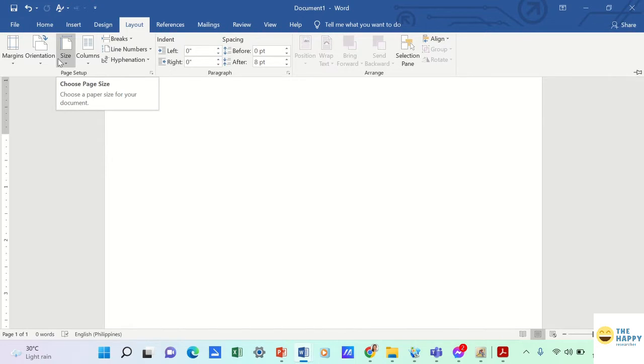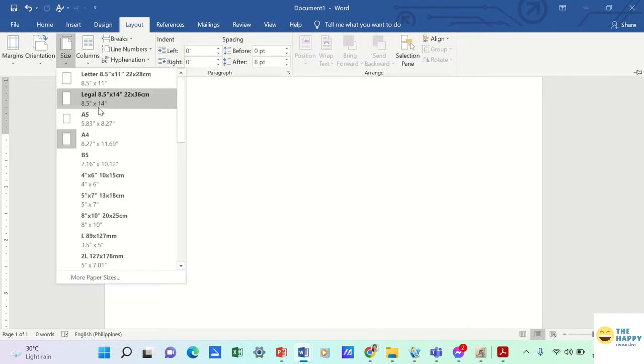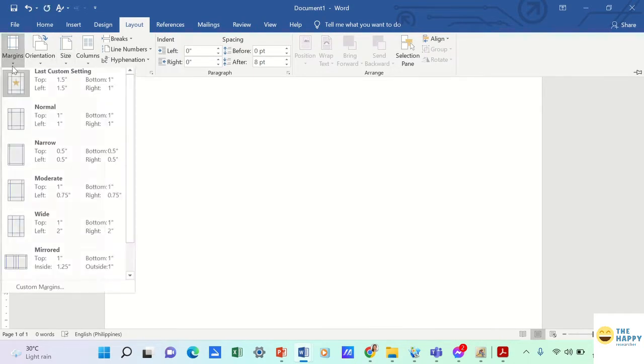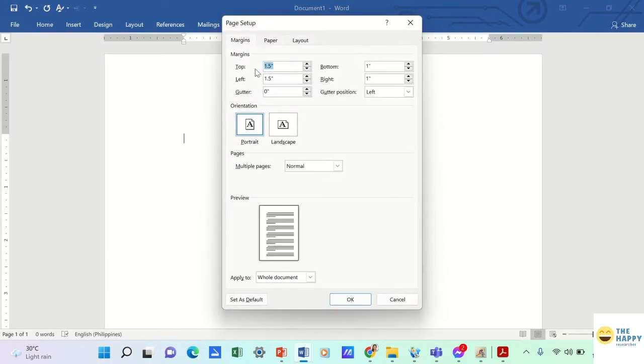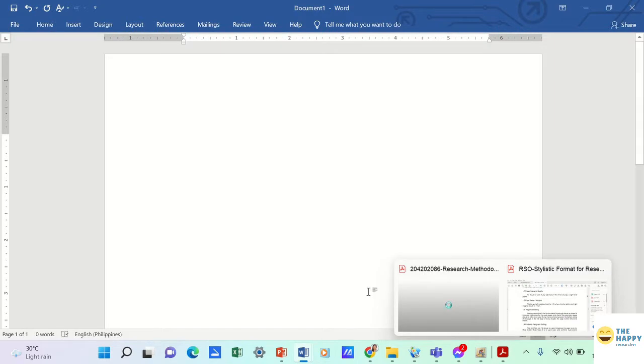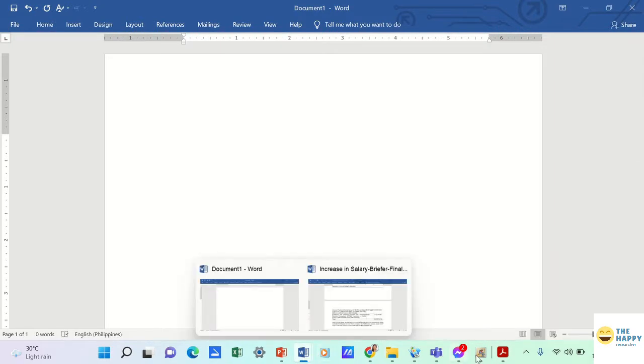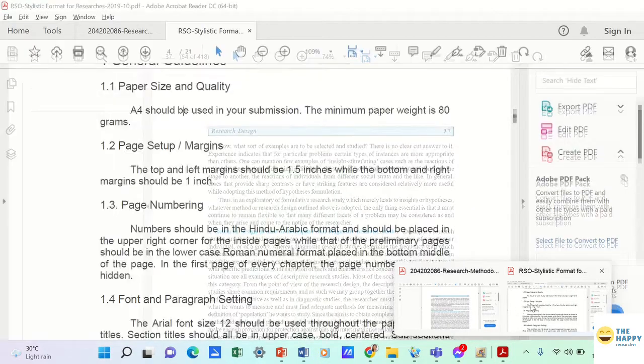I will be formatting the paper now based on the prescribed guidelines, which is the paper size of A4 and a margin of 1.5 inches on top and on the left, and 1 inch on the bottom and on the right side. It helps to format it in advance because you might not get the chance to format it again due to lack of time.